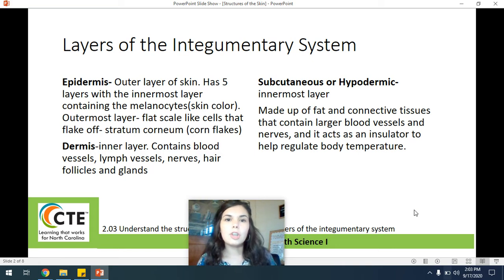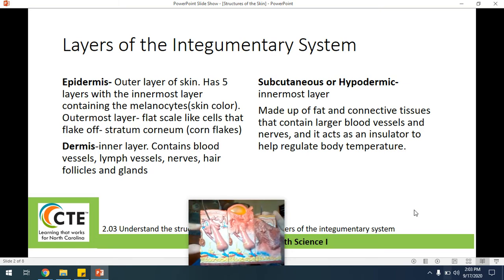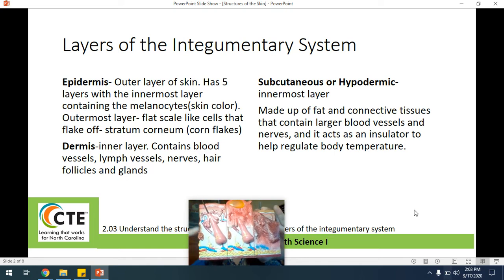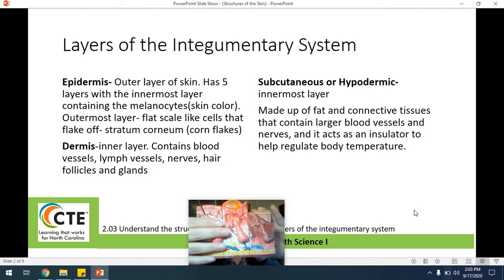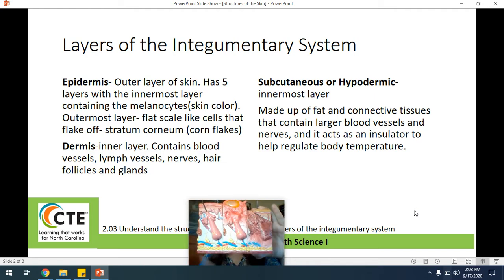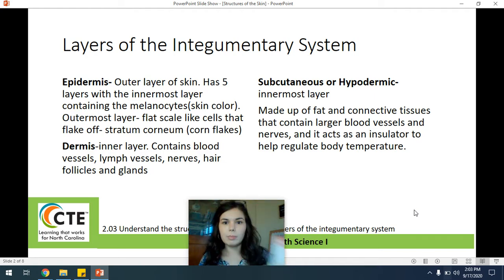Now, next we have our dermis, which is the inner layer of the skin, and it contains lots of blood vessels, nerves, lymph vessels, hair follicles, and glands. It makes up a huge chunk of our skin. It makes up this whole section here. So from here to here is your dermis. It's a really large section. And so all of this stuff in here that you're going to learn about is held within that dermis.